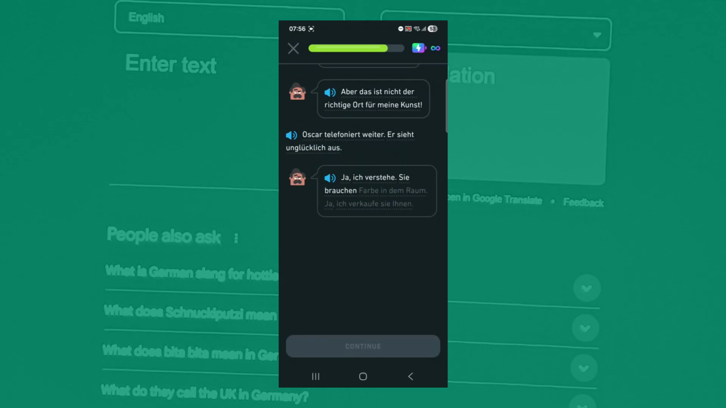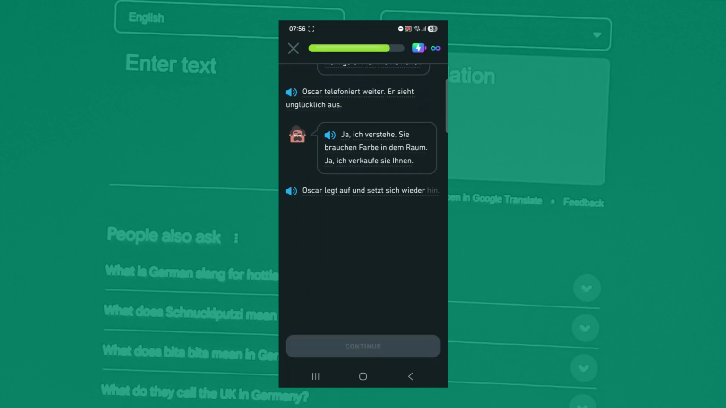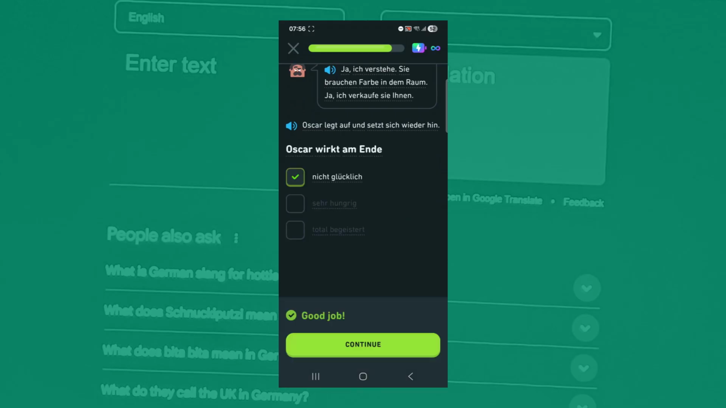Ja, ich verstehe. Sie brauchen Farbe in dem Raum. Ja, ich verkaufe sie Ihnen. Yes, I understand. You need color in the room. Yes, I will sell it to you. Or them to you, I'm not sure. Oskar legt auf und setzt sich wieder hin. Okay, Oscar hangs up and sits down again. Okay, yeah. Oscar is at the end not happy.